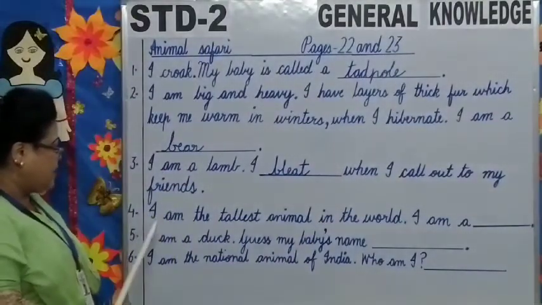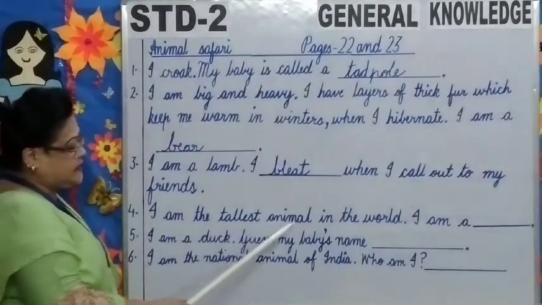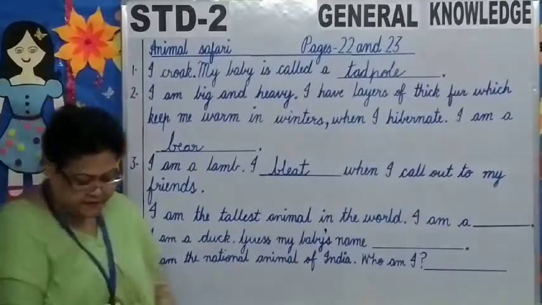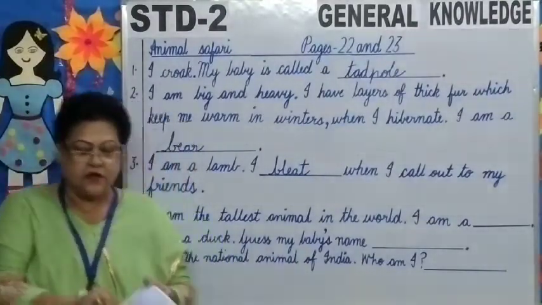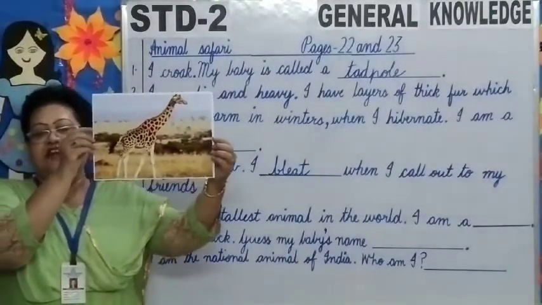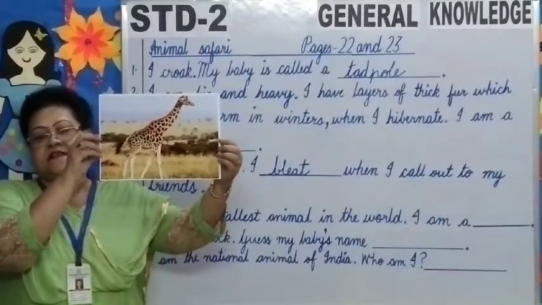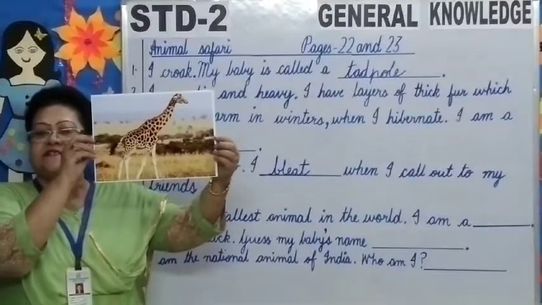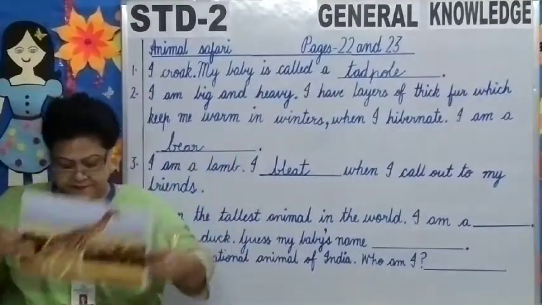Number four. I am the tallest animal in the world. I am a dash. Look at this picture, children. Can you all recognize it? Yes. This is a picture of a giraffe. A giraffe is the tallest animal in the world.